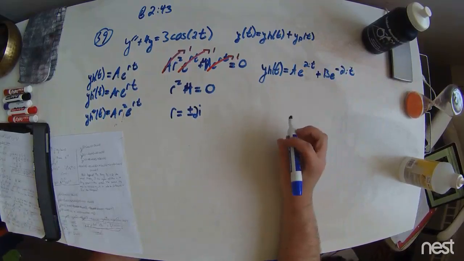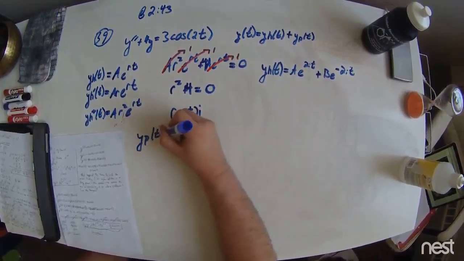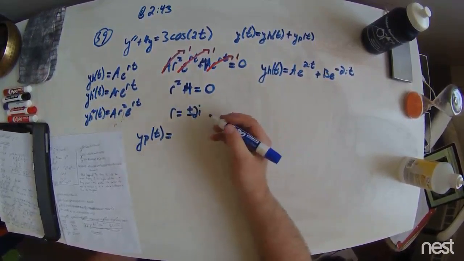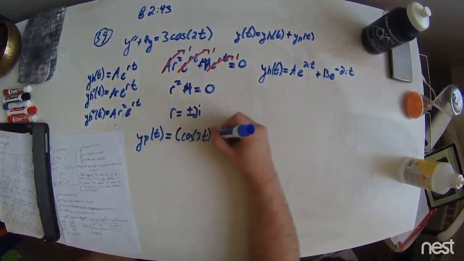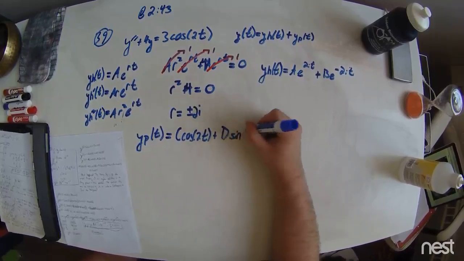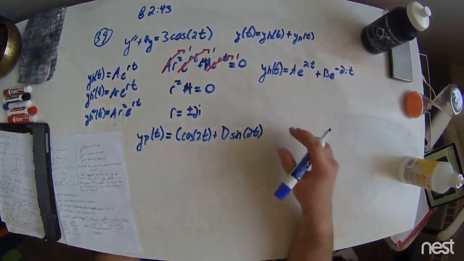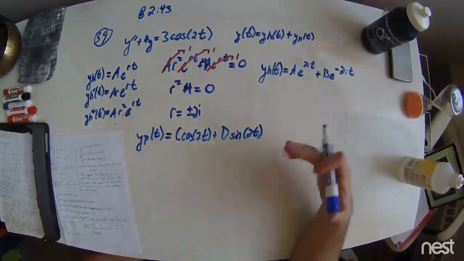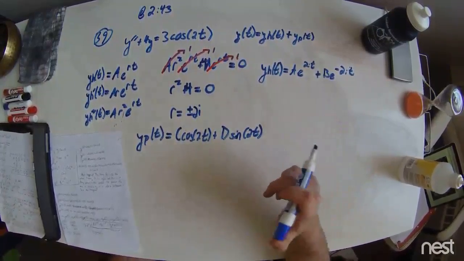Now it's time for y particular. Y particular we will first assume to be c times the cosine of 2t plus d times the sine of 2t. Later on, we'll see this is an erroneous assumption, and because of that, we'll have to change our particular guess by some factor of t. But first, let's work this out and see why this doesn't work.